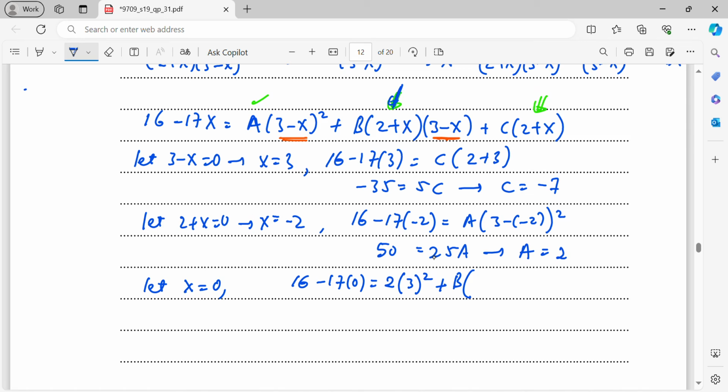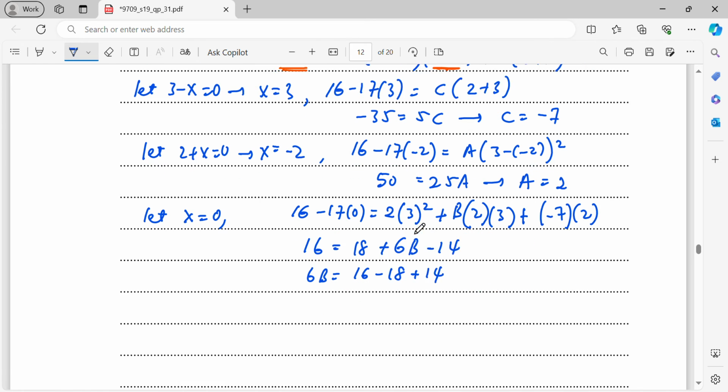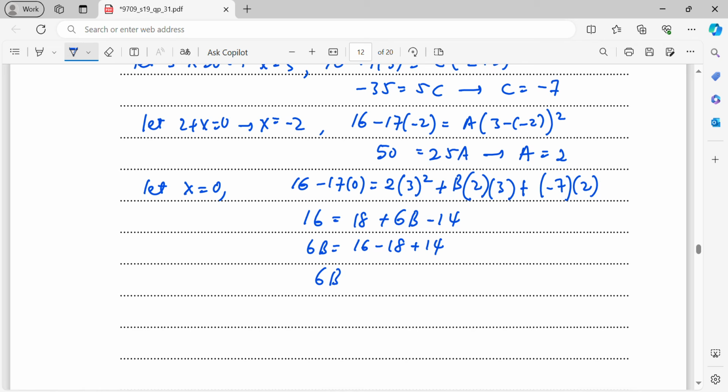Then now substitute into here. 2 plus 0 is 2. 3 minus 0 is 3. Then plus C. C is minus 7. After that, 2 plus 0 is 2. So I will be getting 16 equals to, this is 9 times 2, 18. Then plus 6B minus 14. Which means my 6B, okay, so it will be 16 minus 18 plus 14. And then you will be getting 12. So 6B is 12. Hence the B is 2.